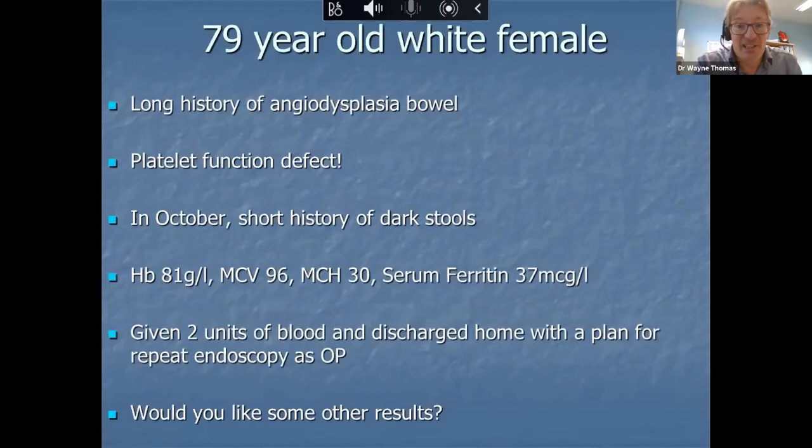This is a lovely lady. She's 79. She's got a long-standing history of angiodysplasia at the back of the bowel. She's also got platelet function defect. We call that a double whammy. Okay, so it's not great, really.